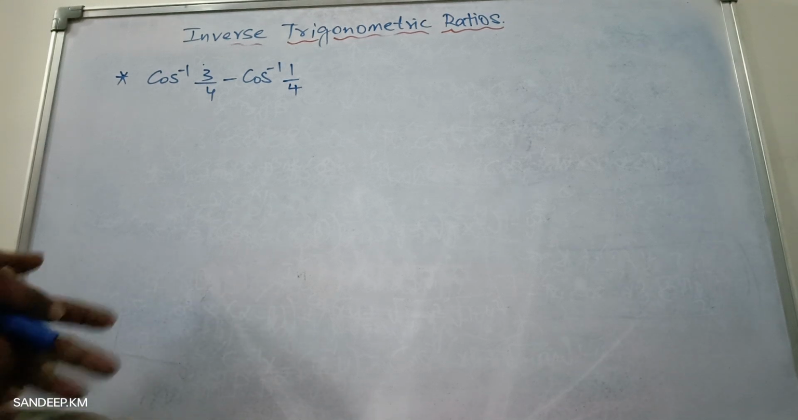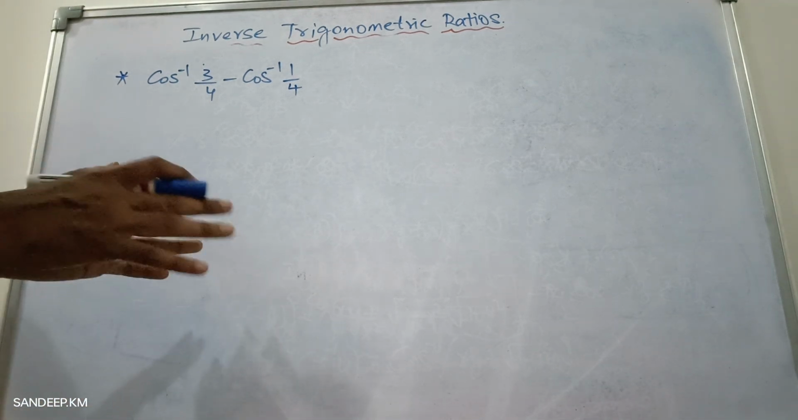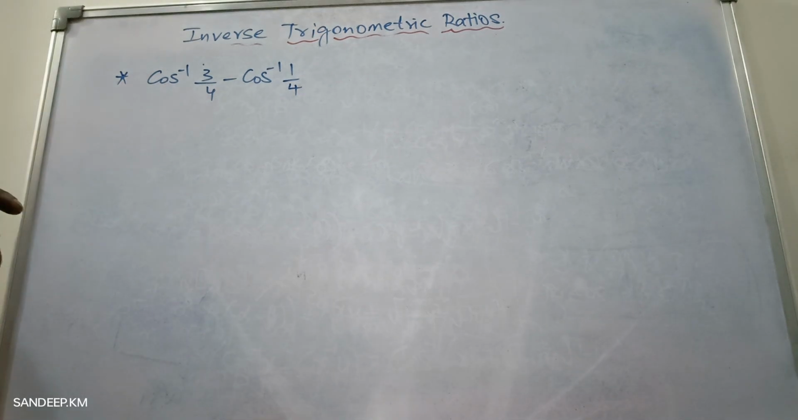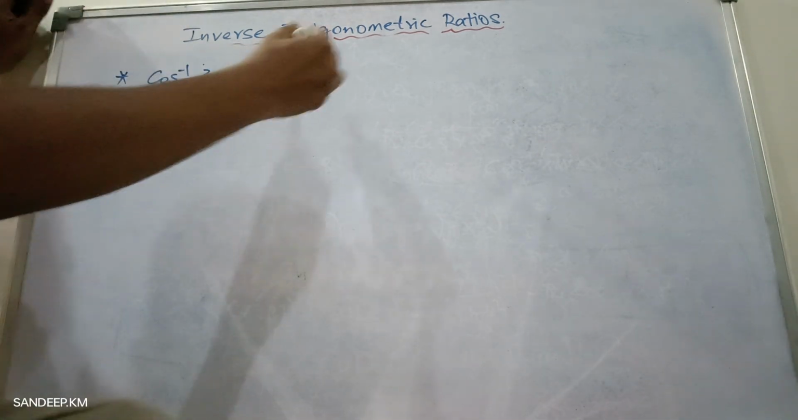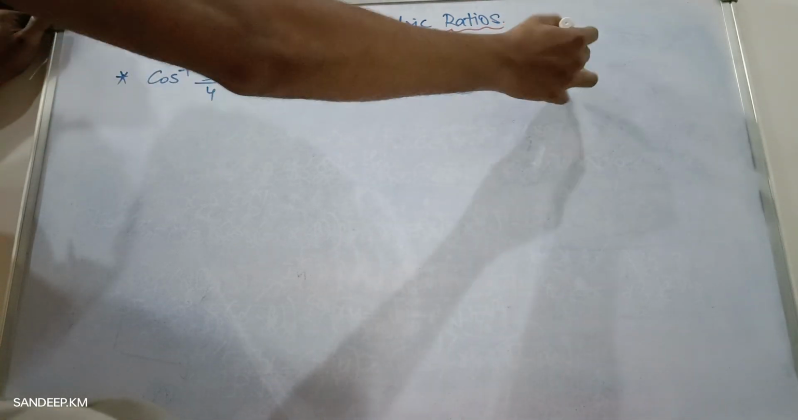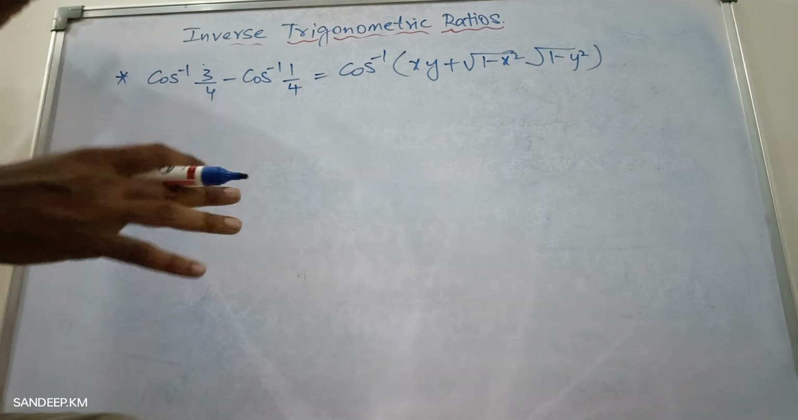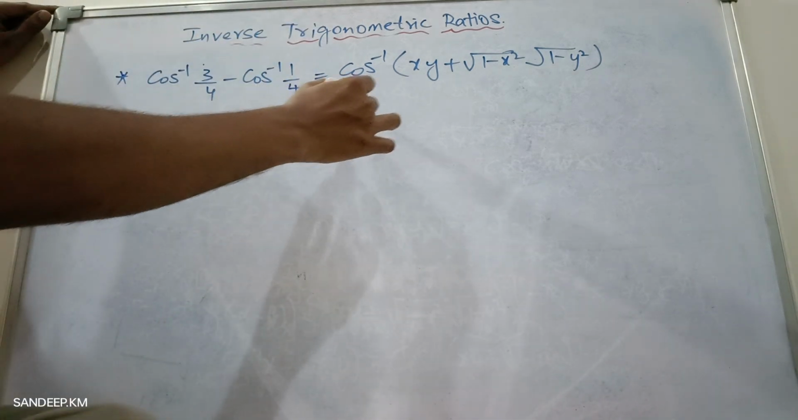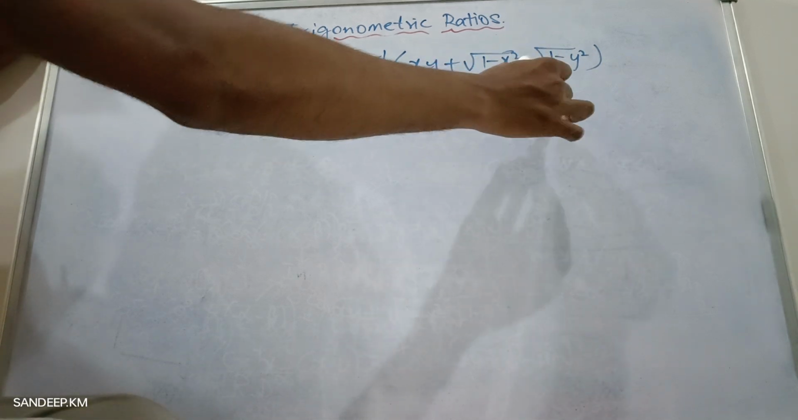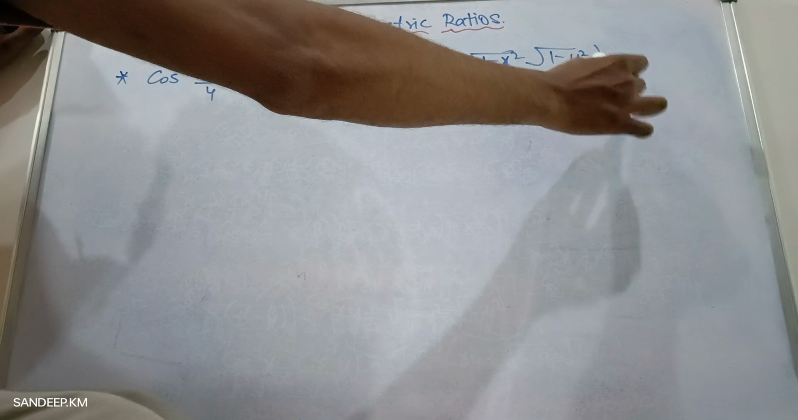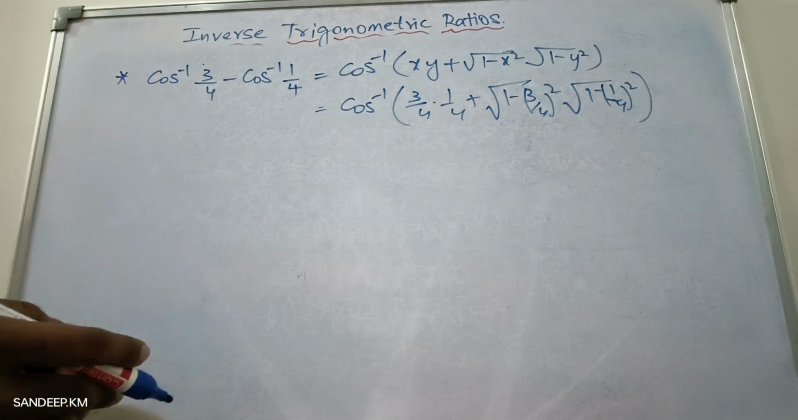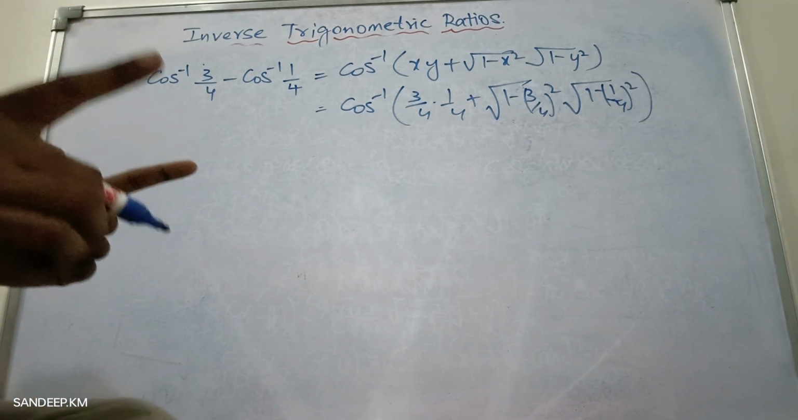Yes, generally I'll tell you what is a mistake which will be made by students. When they see cos inverse 3 by 4 minus cos inverse 1 by 4, they'll plan to use the previous formula directly. They'll use this formula: cos inverse of xy plus root of 1 minus x square into root of 1 minus y square. Children blindly will try to use this formula and they'll write cos inverse of 3 by 4 into 1 by 4 plus root of 1 minus 3 by 4 whole square into root of 1 minus 1 by 4 whole square, and they will calculate, they will get the answer. Obviously the answer will be wrong. So why the answer is wrong? It means the conditions are very important.